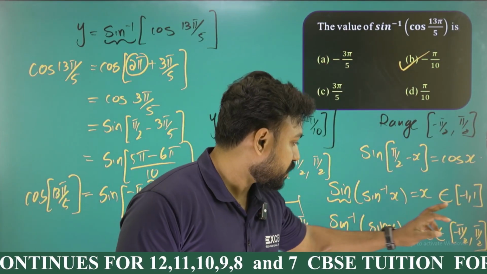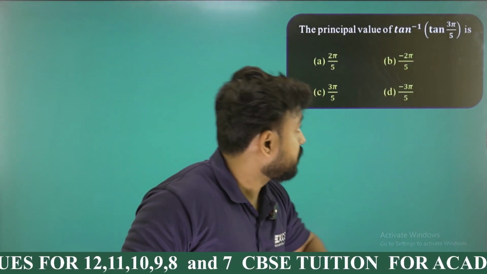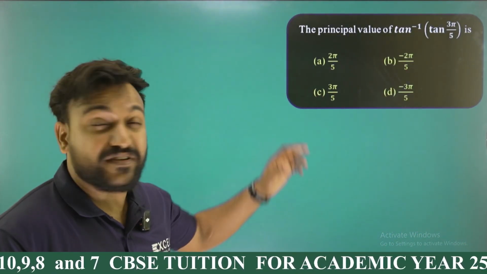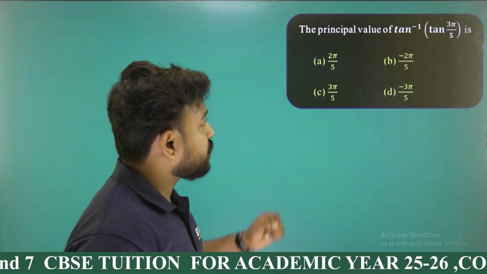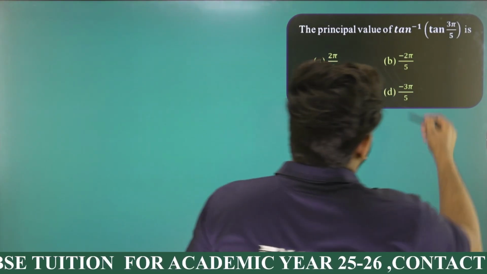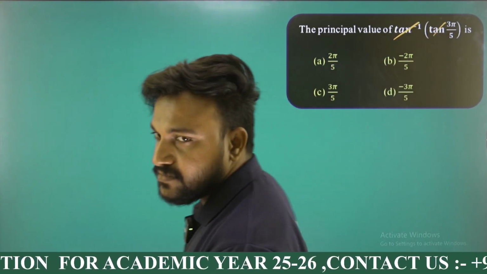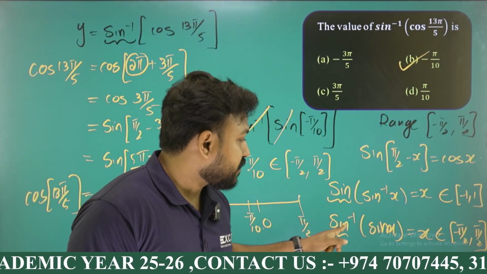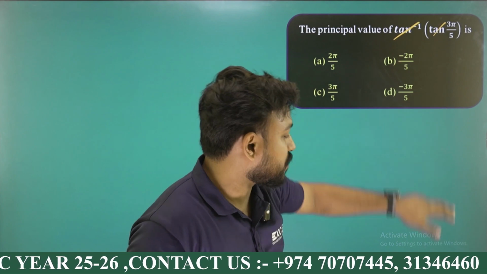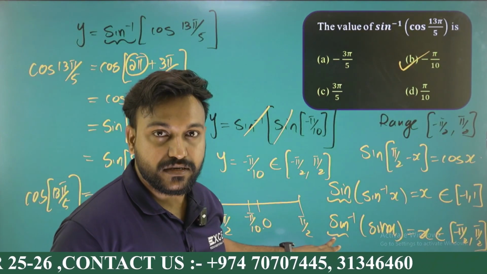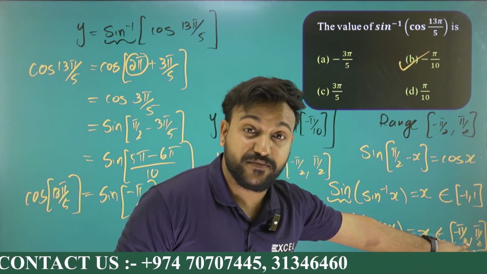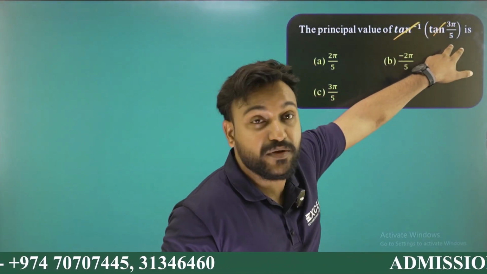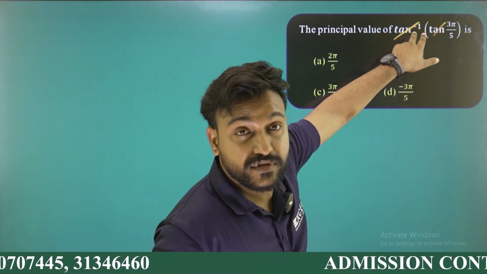Okay, all. So shall we go to the next one? Listen, the principal value of tan inverse of tan 3 pi by 5. So you can see, whenever you see this one, sir, we can cancel this, right? No, what did I say before? Listen, who's outside? Tan inverse is outside. In the previous one, sine inverse was outside, so the answer should be within the range of sine inverse. So after cancelling this, the answer should be within the range of tan inverse.